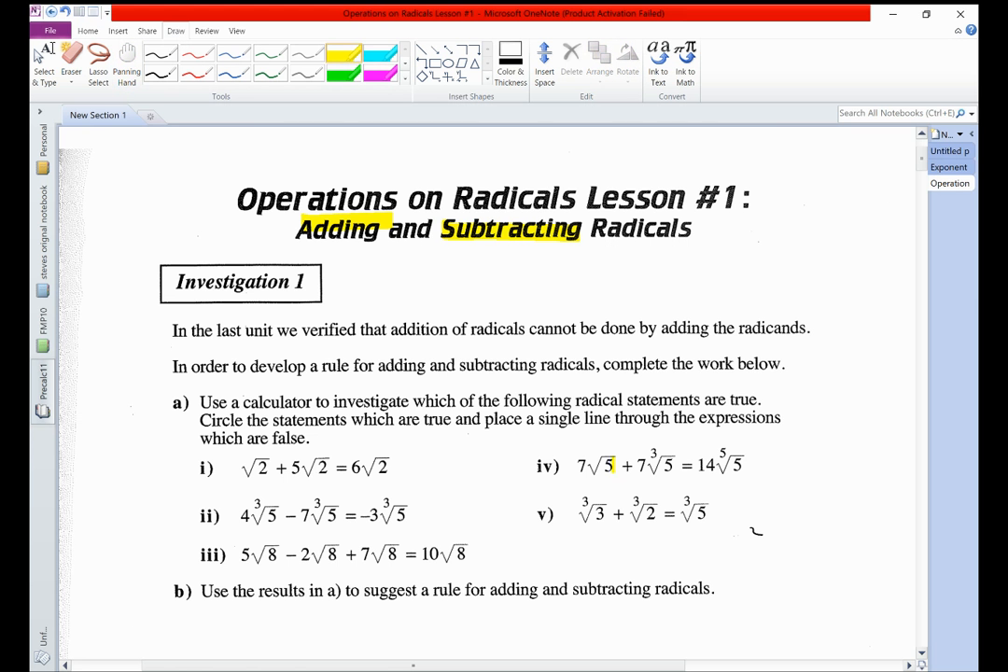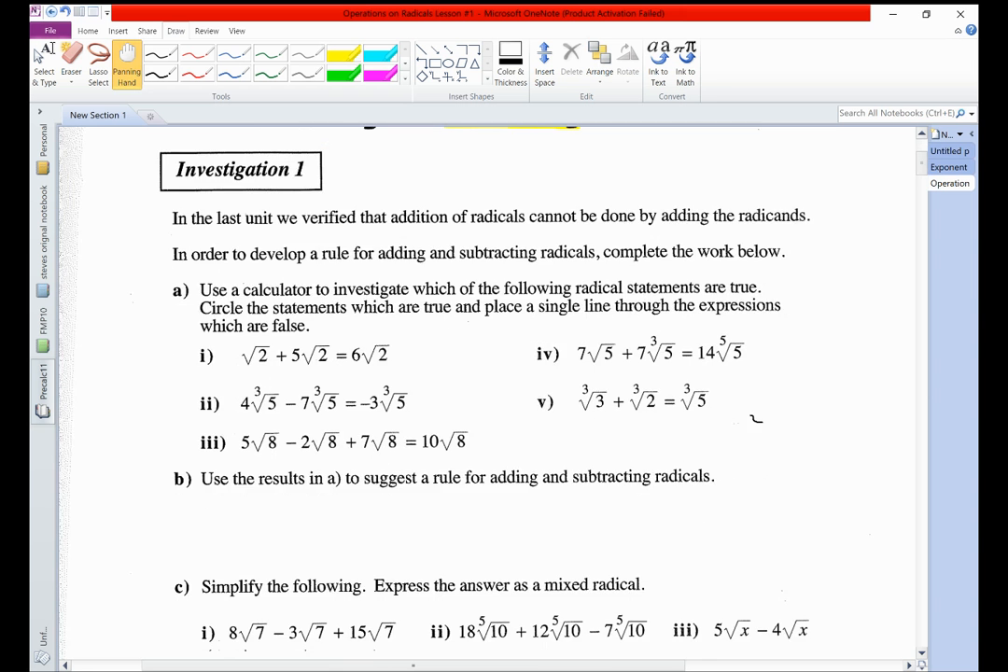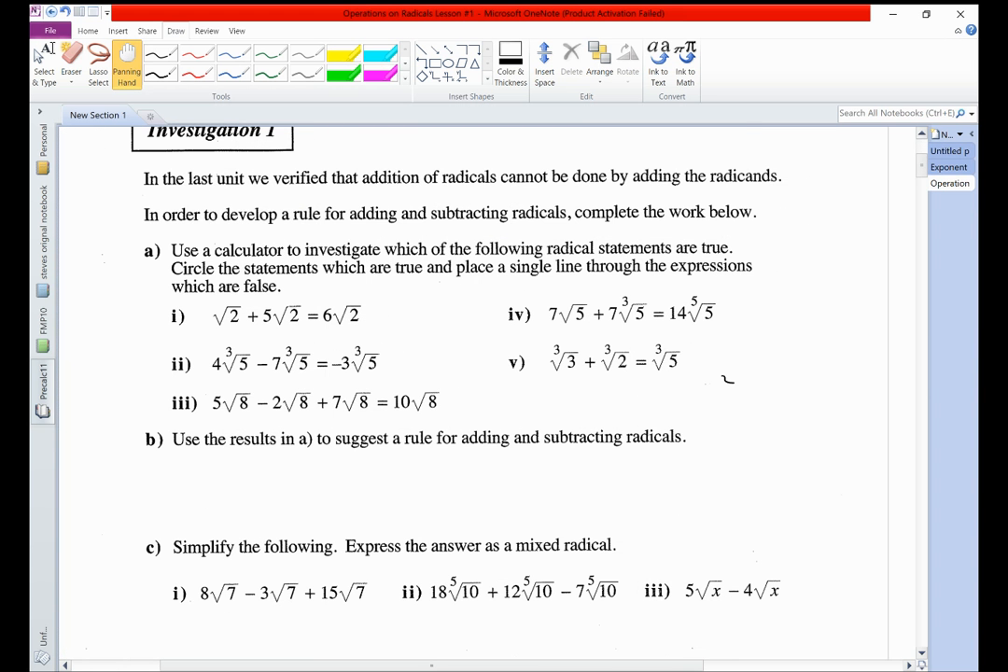They start with this really fun and awesome activity of trying to figure out which one of these equations is actually correct. And from that, you're supposed to come up with some rules for adding and subtracting radicals. I'm going to skip over that. I'm going to tell you some of the rules.